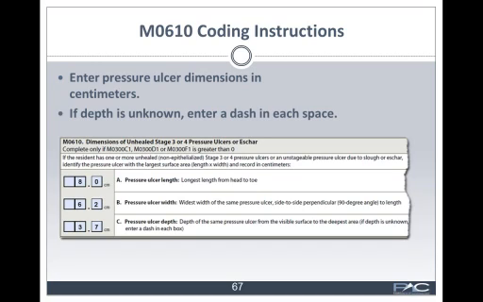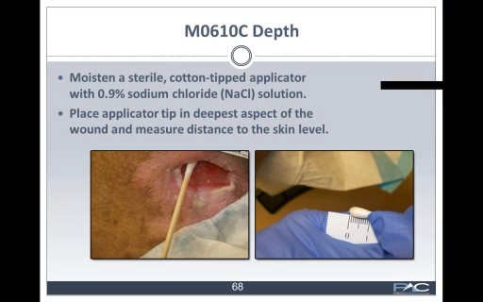Although these won't necessarily directly affect your quality measure portion when we're looking at worsening of ulcers, this certainly is something internally that surveyors will be able to track the progression of your wounds. You as a facility will be able to better track sizes, if it got larger, smaller, if the depth got deeper. And just a couple of techniques. This is again from the RAI manual that they recommend using a moistened sterile cotton-tipped applicator to check depth. Place it at the deepest aspect of the wound and measure the distance up to the skin level.